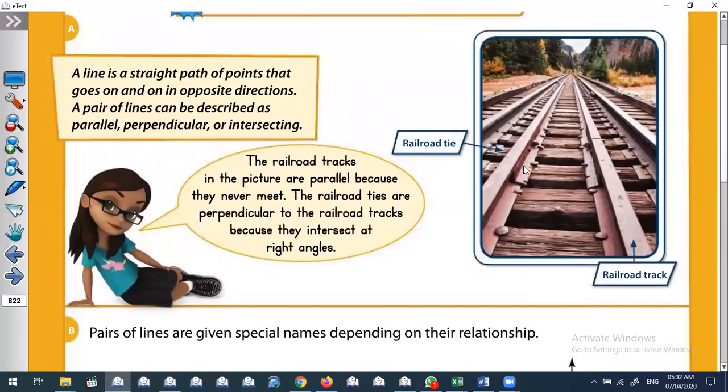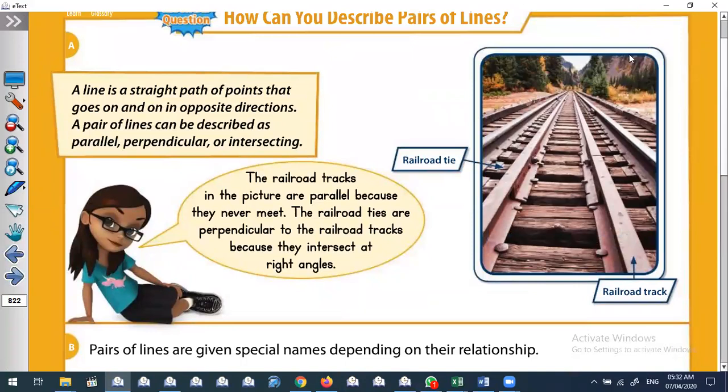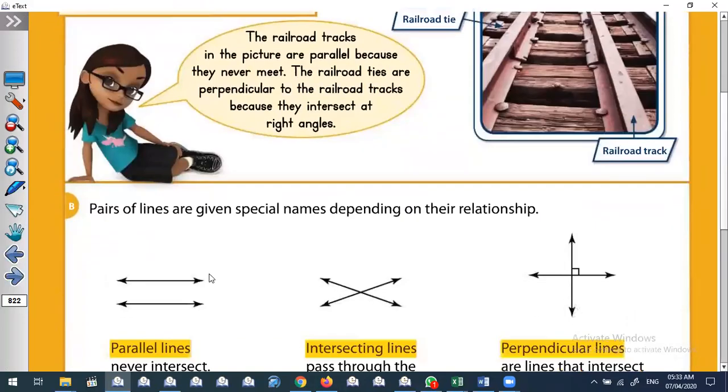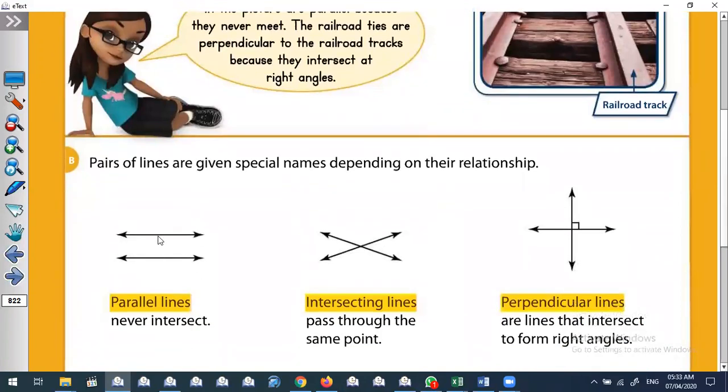Like the opposite edges of the board, our board. This is a picture like our board, so this line is parallel to the opposite line, and also this line is parallel to this line. So the first relation between two lines is called parallel lines. They never intersect.